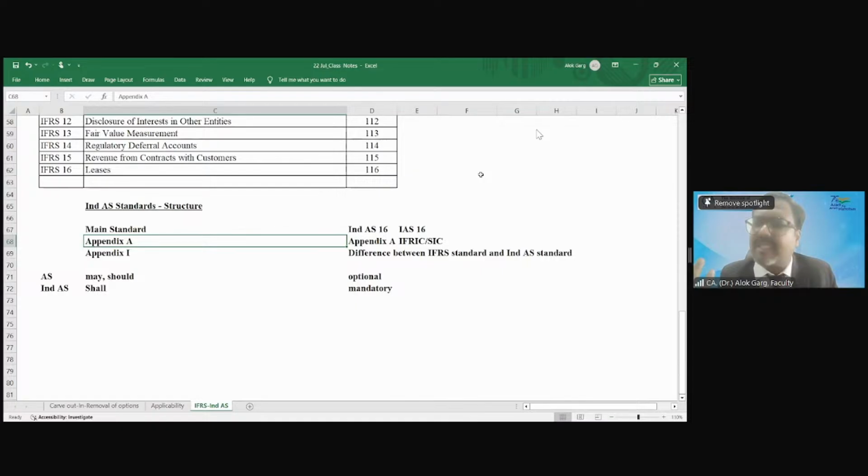Interpretation, I told you, IFRIC interpretation, SIC interpretation. Have I told you IFRIC interpretation, SIC interpretation? Those interpretations are captured in terms of alphabetical appendix. Then there is a numerical appendix. Numerical appendix means Appendix 1, Appendix Roman 1, Appendix Roman 2, Appendix I, Appendix II. So what is this Roman appendix? In this Roman appendix, the difference between IFRS and Ind AS has been captured at the end of every Ind AS standard.